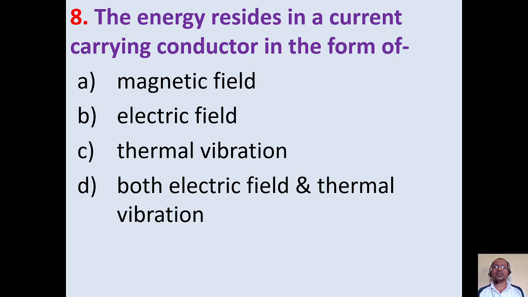The energy resides in a current carrying conductor in the form of... So whenever a current carrying conductor is given, then around itself a magnetic field is generated. So energy resides in a current carrying conductor in the form of magnetic field.